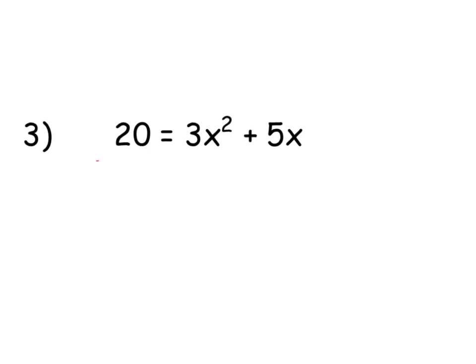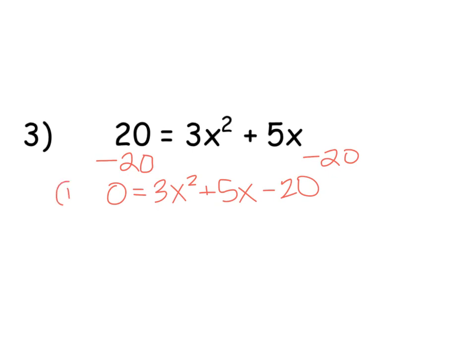So instead of moving the 3x squared and the 5x to the left, I'm going to move the 20 to the right so that I have 0 equals 3x squared plus 5x minus 20. And now I am ready to assign a, b, and c. It doesn't matter if it's on the left or the right. What matters is that one side is 0 and one side is in standard form.